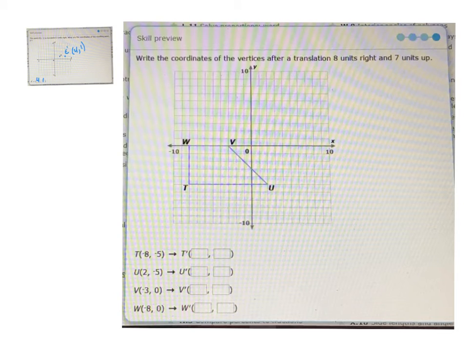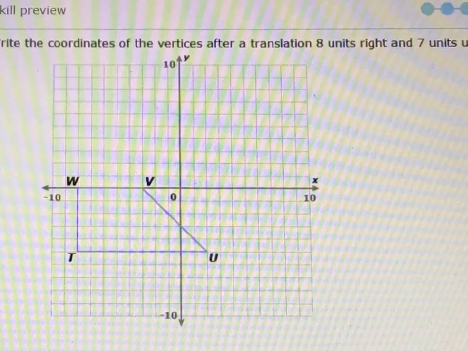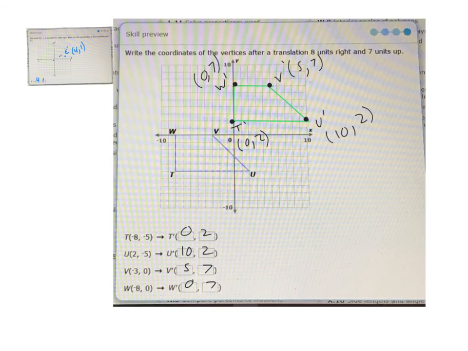So I'm going to do each vertex at a time. So starting with V, I'm going to make this even bigger for me. 8 to the right, 7 up. So starting with V, 1, 2, 3, 4, 5, 6, 7, 8. Then we have to go up 7. 1, 2, 3, 4, 5, 6, 7. And we're going to do this with each point. So I've gone ahead and taken each point and counted 8 to the right, 7 up.